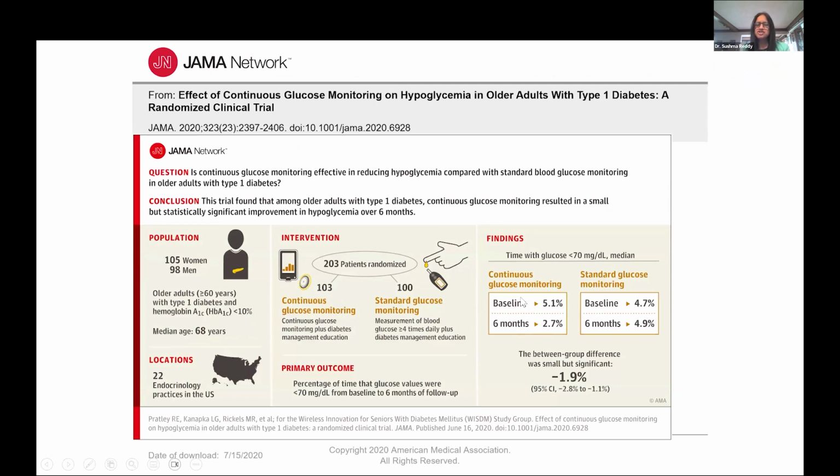And you can see in the CGM group at baseline, they spent 5.1% of their time in hypoglycemia. But at 6 months with the use of CGM, that reduced to 2.7% of the time with a glucose of less than 70, whereas in the blood glucose monitoring group, there was no change whatsoever. So again, showing that use of CGM helps to prevent hypoglycemia.